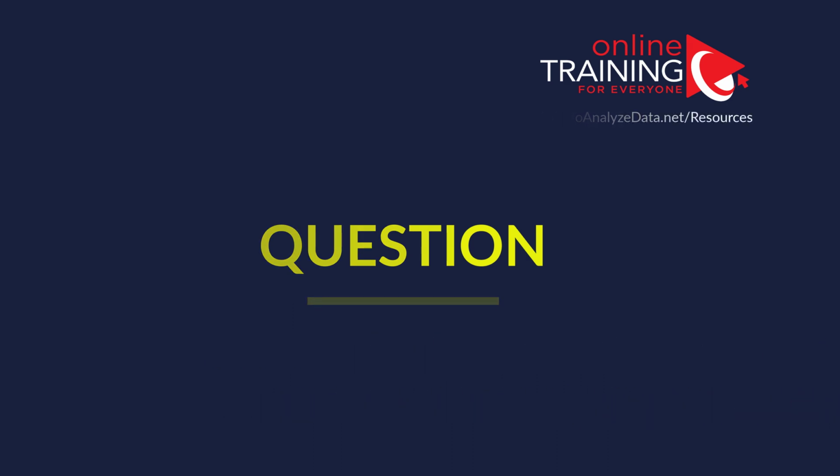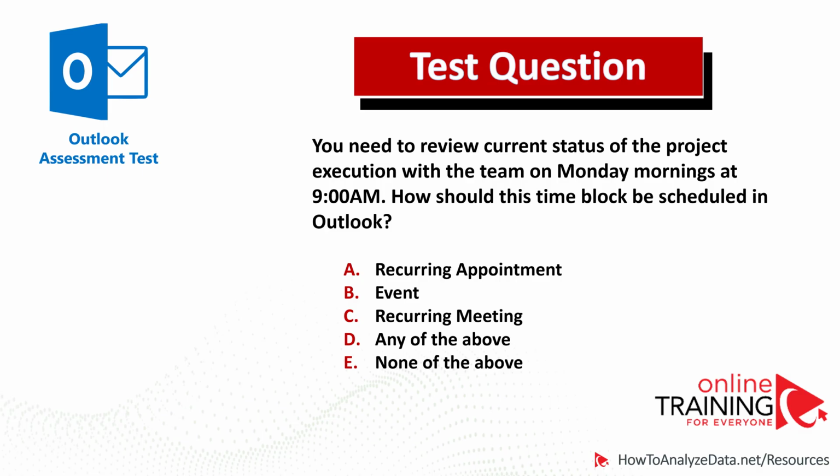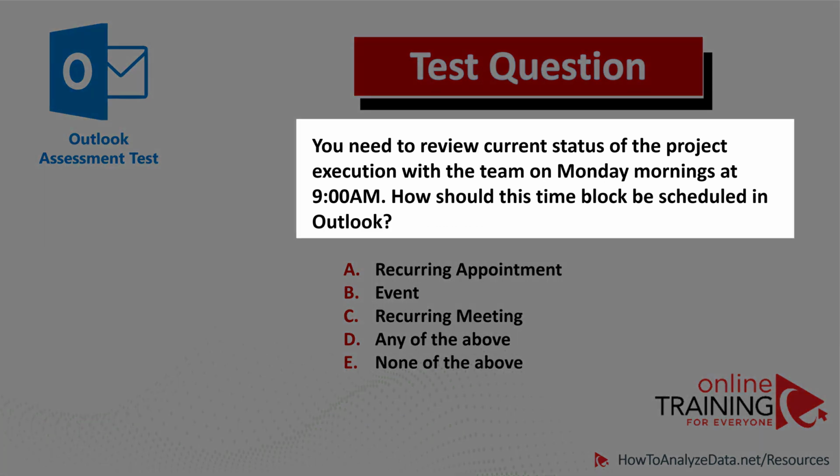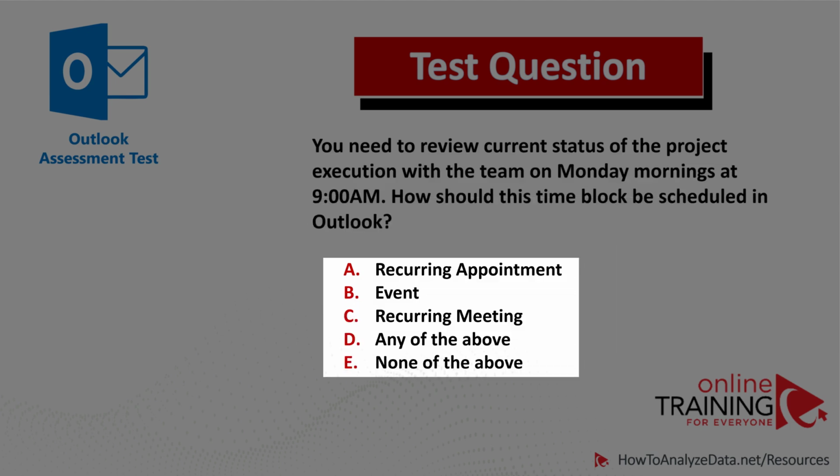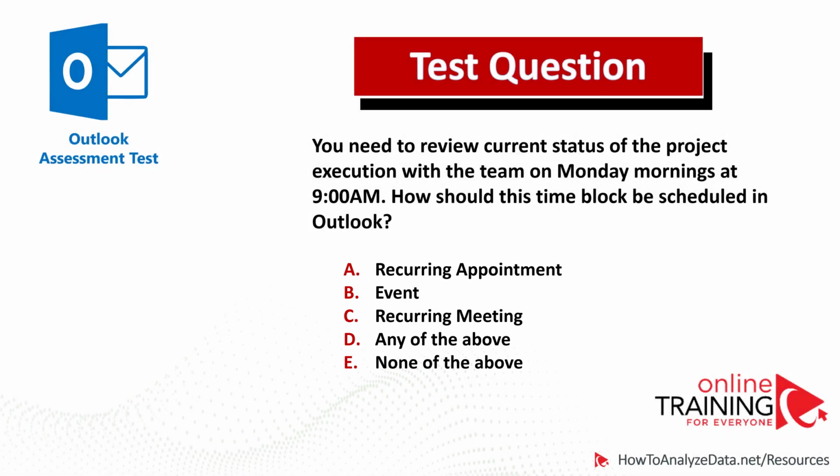Let's look at an interesting and at the same time tricky question you might frequently see as part of the test. You need to review the current status of the project execution with the team on Monday mornings at 9 a.m. How should this time block be scheduled in Outlook? And you have 5 different choices: recurring appointment, event, recurring meeting, any of the above, or none of the above. Do you think you know the answer? Let's see if we can get to the correct answer together.